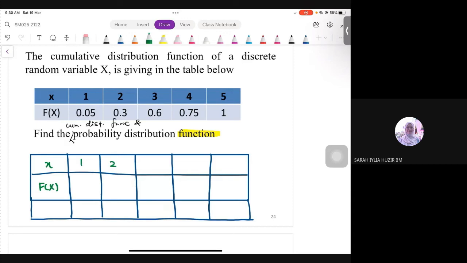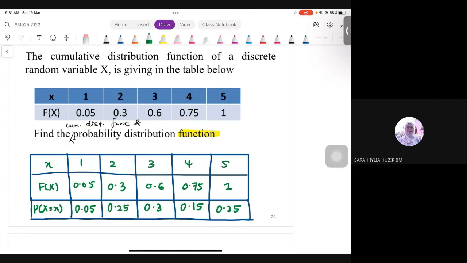So, 1, 2, 3, 4, 5, 0.05, 0.3, 0.6, 0.75, last one is 1. So, the probability, remember just now, tolak orang sebelah. So, untuk first, tak ada orang, tak payah tolak. Second one, 0.3 minus 0.05. So, in this case, you should get 0.25. Next one, 0.3. After that, 0.15. And then last one, 0.25.